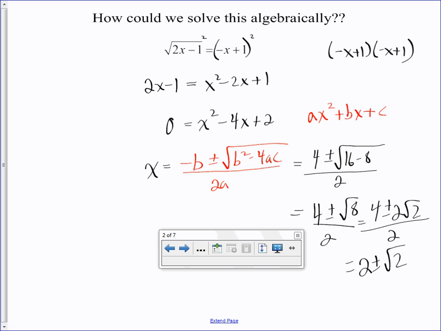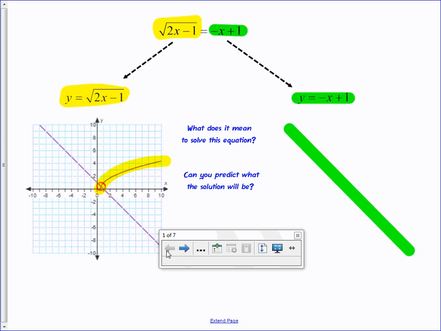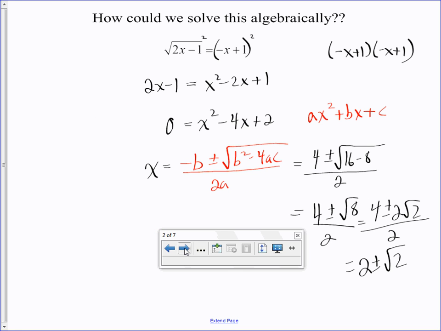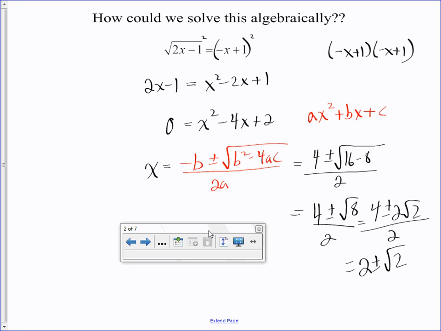Now, let's go back to our original expression here, our original graphs. What does that mean for us? That means that's where they cross. Now, it appears here that there's only one answer. Here, we have 2 answers. Which answer is correct and why?